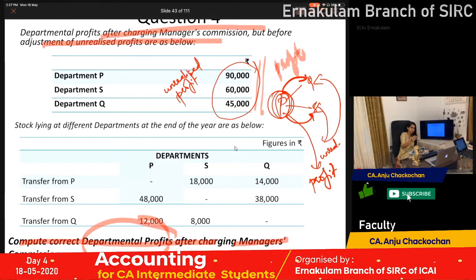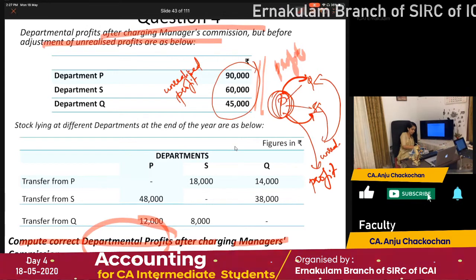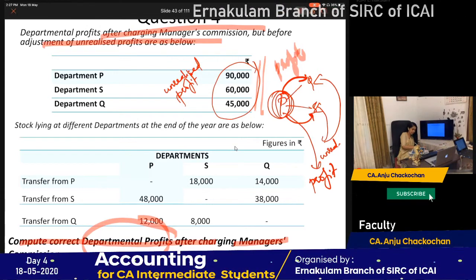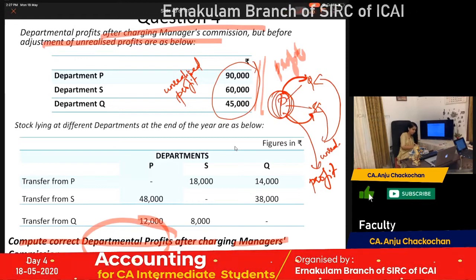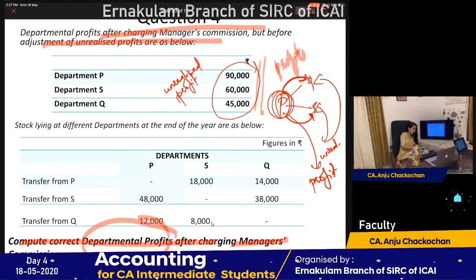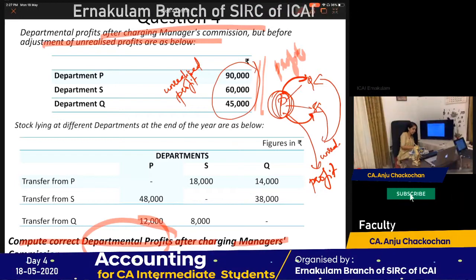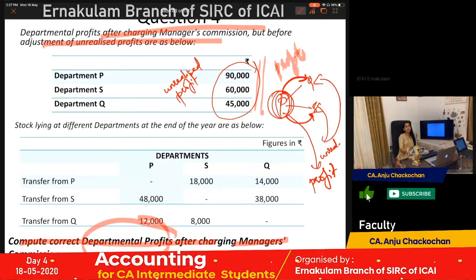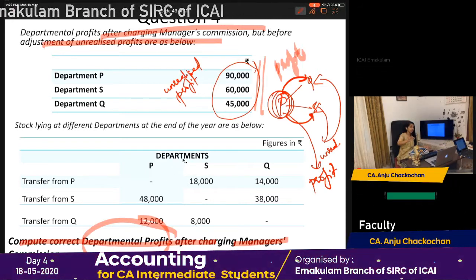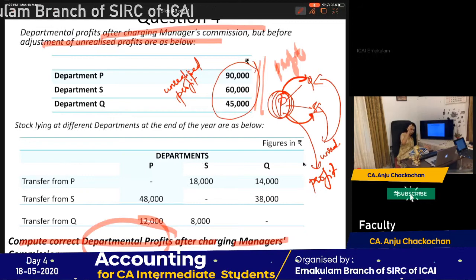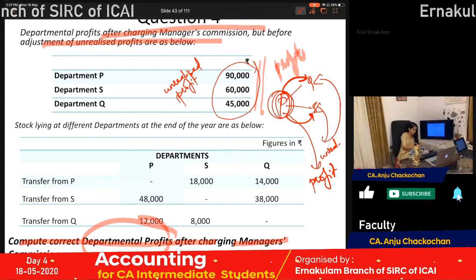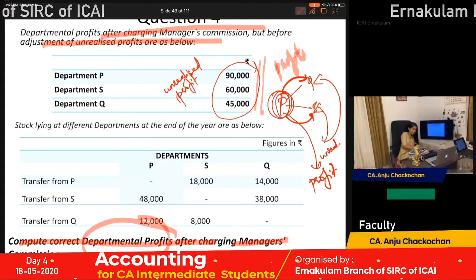See, for all the three departments, they'll be having a profit now, and from this profit you have to reduce the unrealized stock reserve, and then you will have to reduce the manager's commission, so that you get the correct profit. Okay, so this is how you should work it.